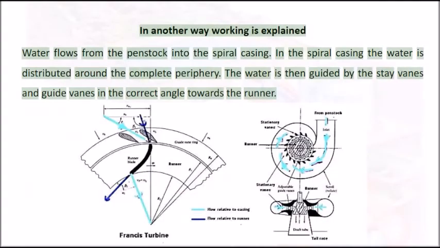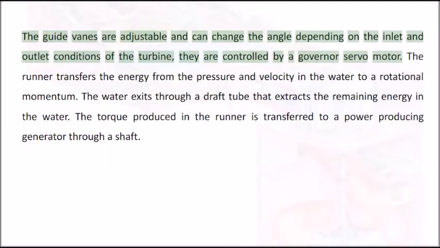In another way the working is explained: water flows from the penstock into the spiral casing. In the spiral casing the water is distributed around the complete periphery. The water is then guided by the stay vanes and guide vanes at the correct angle towards the runner. The guide vanes are adjustable and can change the angle depending on the inlet and outlet conditions of the turbine. They are controlled by a governor servo motor.